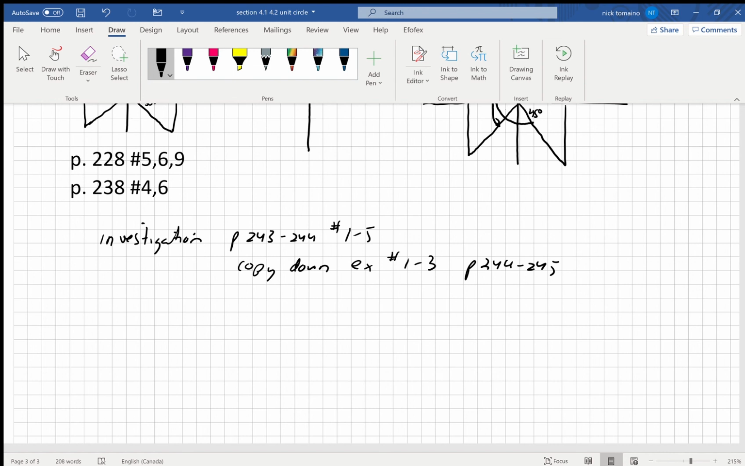And then I want you to try page 246, numbers 1 to 3 and 5. Okay, that's everything, and this will take you through to next week, because next week is Amnesty Week.